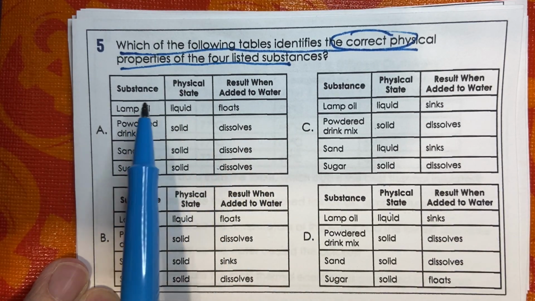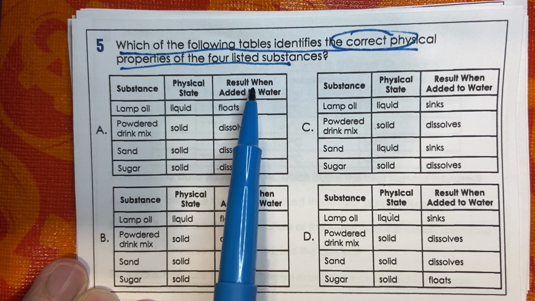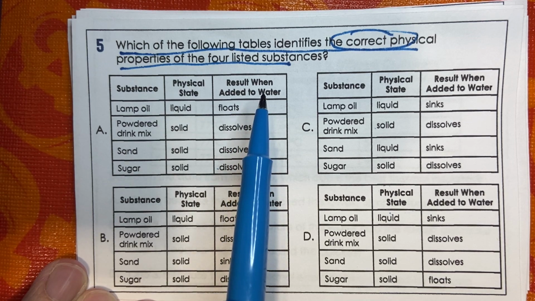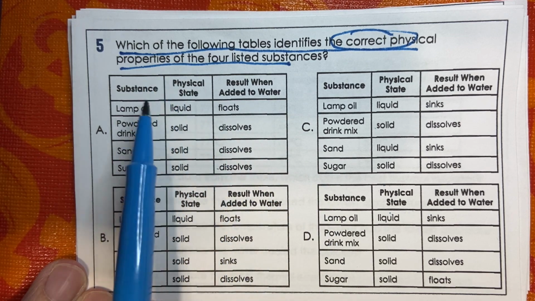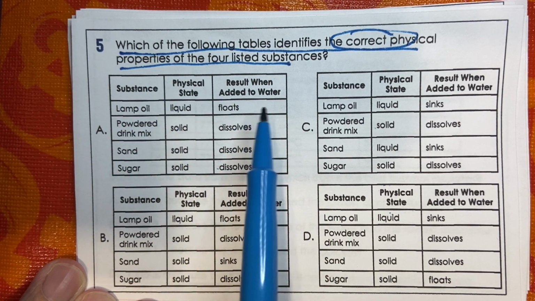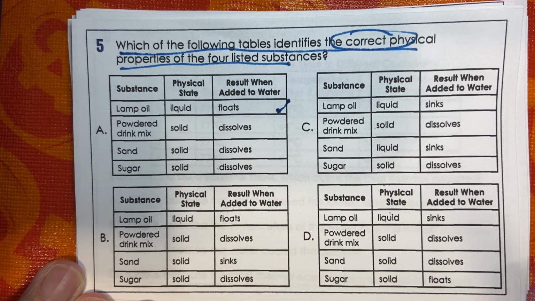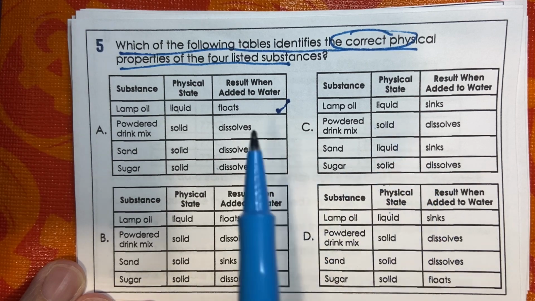Okay? So we have substances, their physical state, and the result when added to water. If it's going to sink or float or dissolve, what's going to happen? So lamp oil is a liquid, and we know that oil floats. So this is good. I'm going to check lamp oil for all of them just to see if I can get rid of any choices that way.